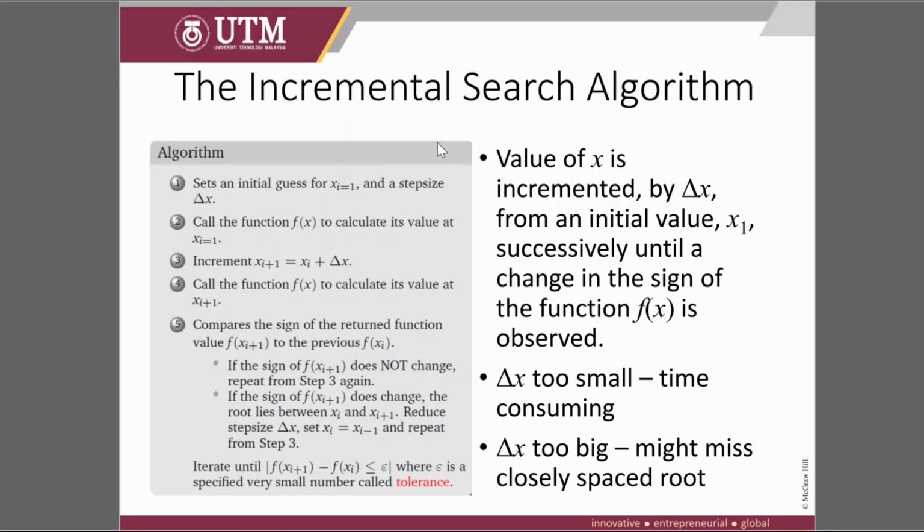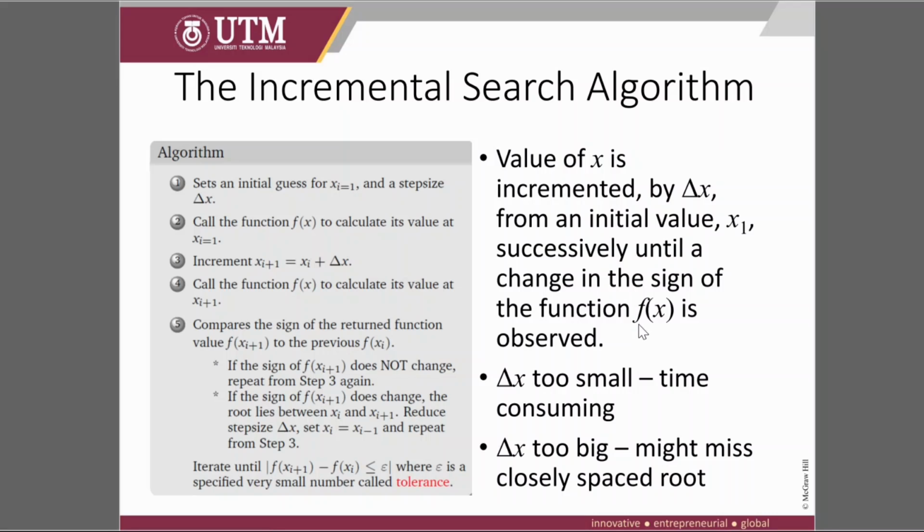Incremental search method. So this is another bracketing method. It has the same concept. It is said here that the value of x is incremented by delta x from an initial value of x1 successively until a change in the sign of the function is observed. Why change of sign? Because when you hit a change of sign, it means you have found the root. The root is in your bracket.